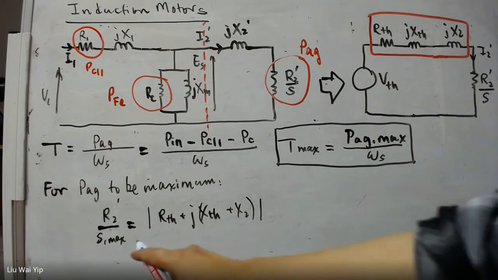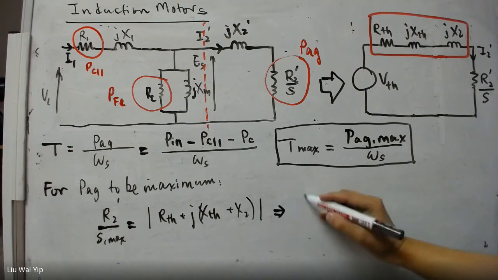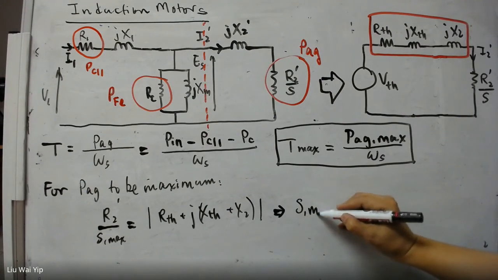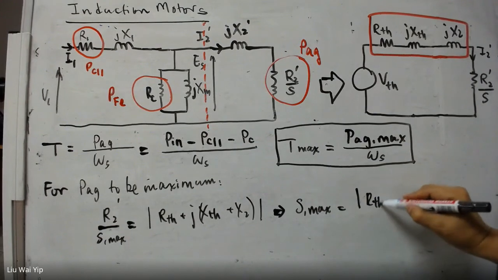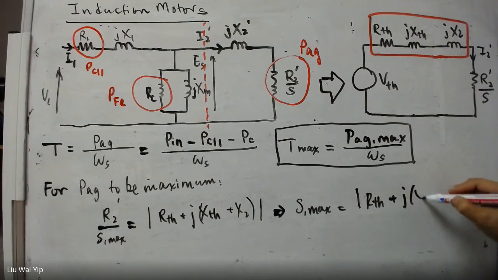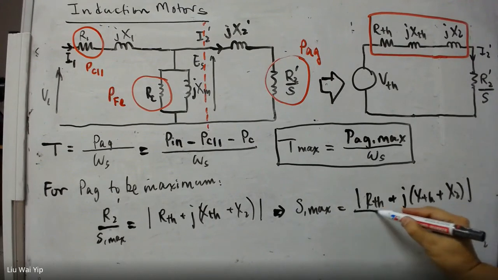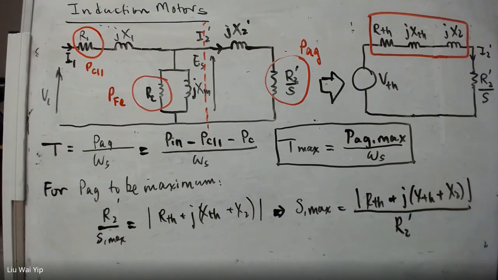So if you want to calculate the slip that will end up with maximum torque, then what we can do is S maximum is going to be the absolute value of R_TH plus j(X_TH plus X2), divided by R2 dash. So this is the slip that will end you up with the maximum torque.